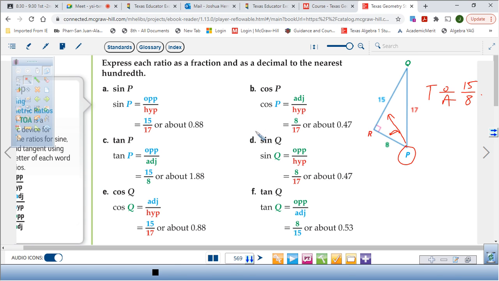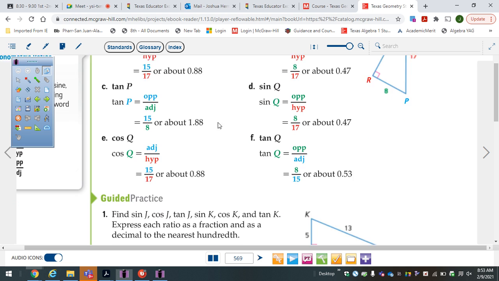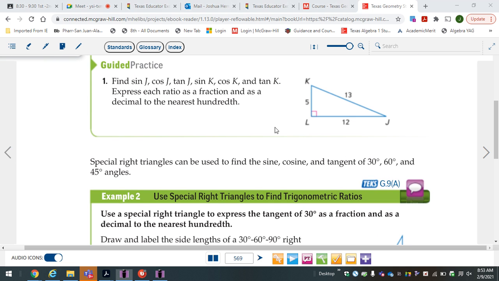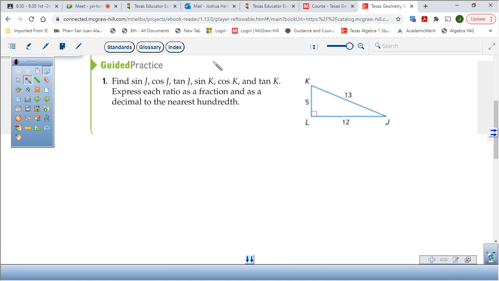Okay, let's see. Ready? So we're going to go sine of Q. Sine of Q is over here. Now remember sine. What does the word sine stand for? Sine means SOH, right? Opposite over hypotenuse. So the opposite side is 8 over the hypotenuse, 17. Okay, there they are. There's cosine of Q, tangent of Q. Okay, let's go and do this one real quick. Number 1. Copy that down real quick, guys. Let's get it done.